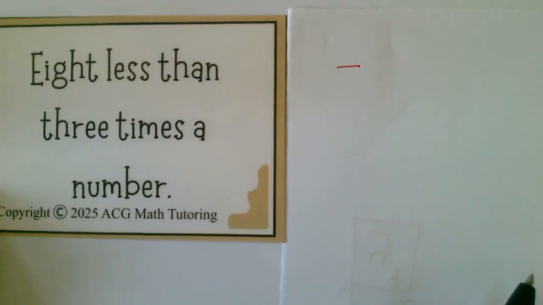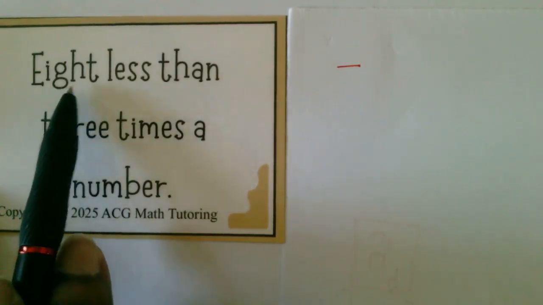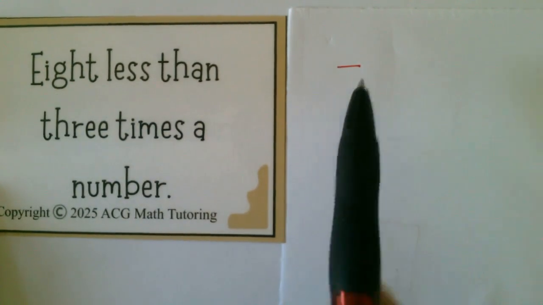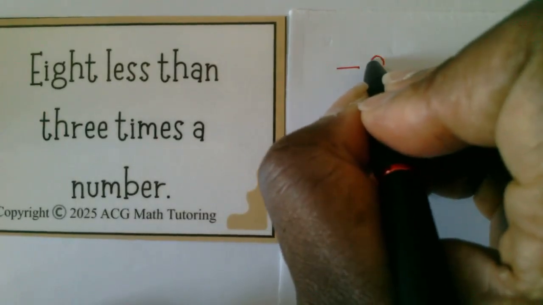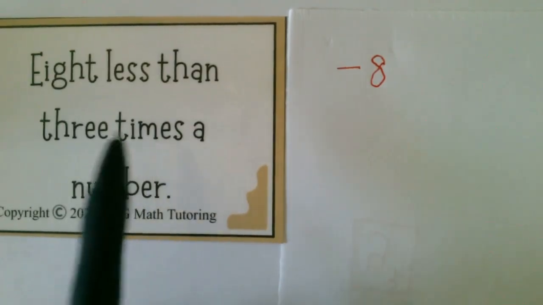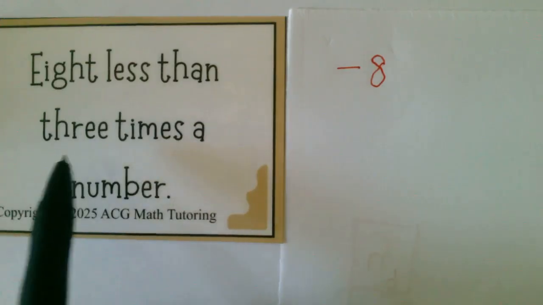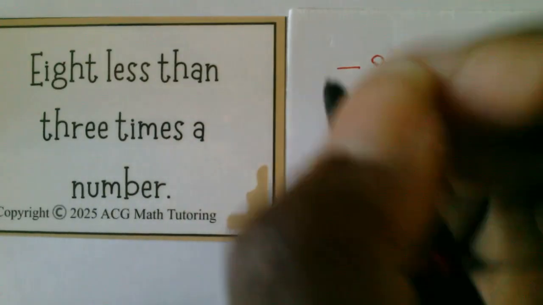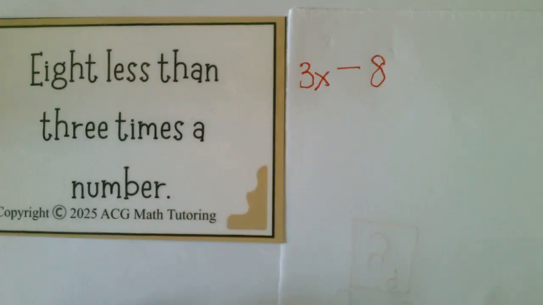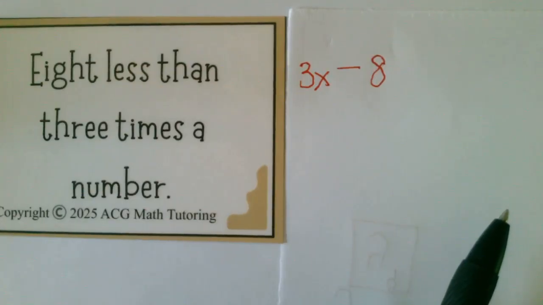So what are we subtracting? We're saying 8 less than. So that means the 8 is going to take control of that minus sign and let it act as a negative. So now 8's less than what? 3 times a number. So if you said 3n, you could say 3x, whatever variable you want to use, except for e and i, because those are actual numbers. Okay? So we have our 3x or 3n minus 8.